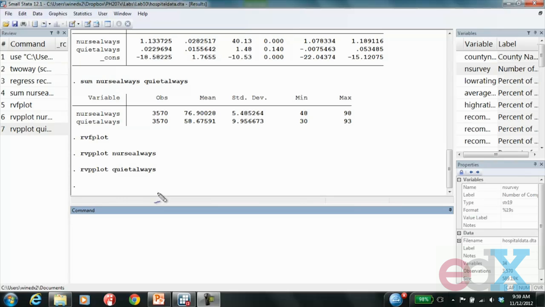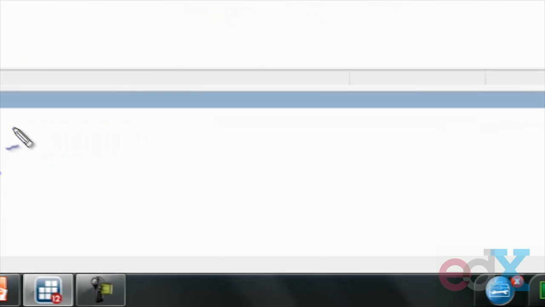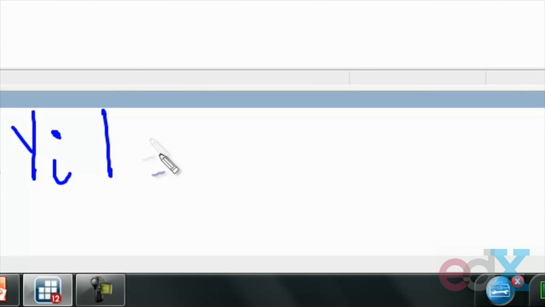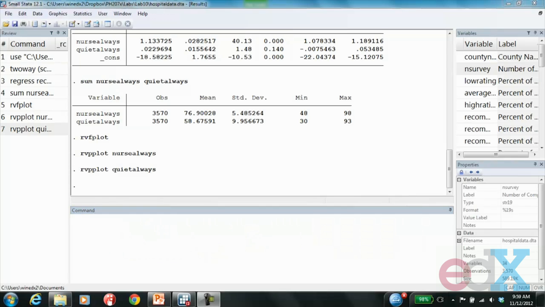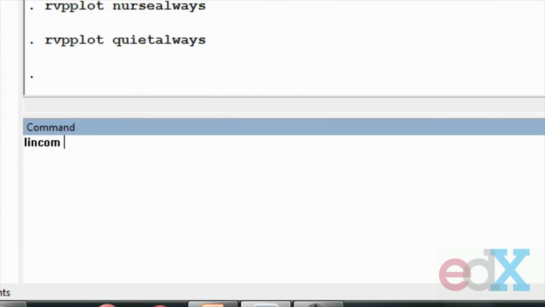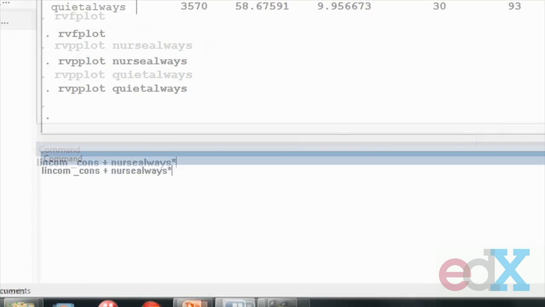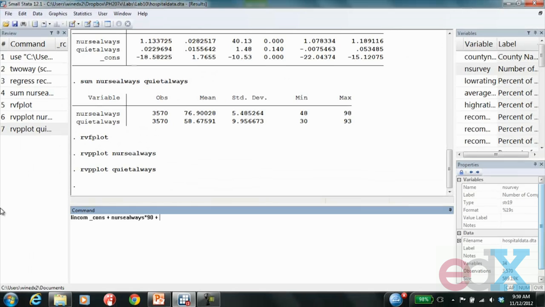Now we're looking at an average here. We want to know what is the expected value of the outcome y when x1 is equal to 90 and x2 is equal to 70. So we're trying to predict the expected value. To do that, we can use the lincom command that we saw in the previous tutorial. So it would be alpha or underscore constant plus nurse always, which is beta 1, times the value of x1, which is 90, plus quiet always times the value of x2 for this new hospital, which is 70.